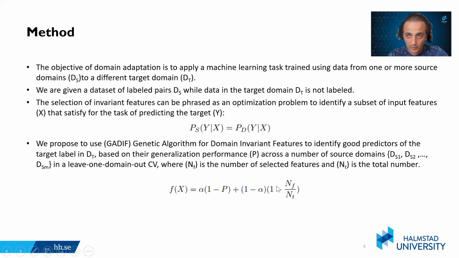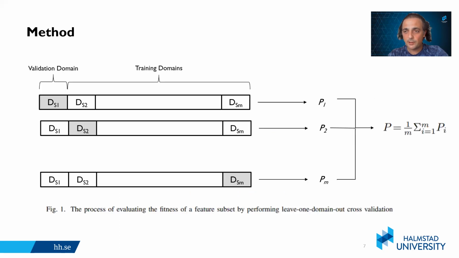It will try to select the smallest number of features, and features which transfer well across a variety of source domains. To do so, we will measure the performance in a leave-one-domain-out cross validation scenario, in which we will validate on each fold using one domain as a validation split, and we train with the other source domains as training. And then we calculate the performance over all folds, and we consider this as the fitness of this candidate feature subset.